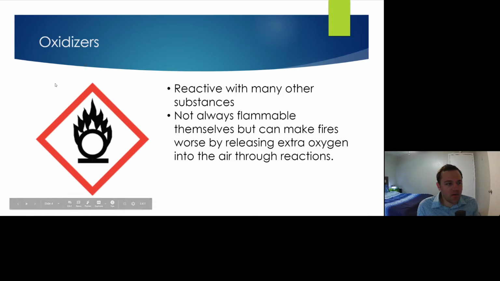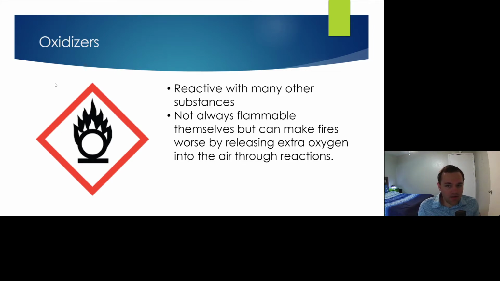So the first one we're going to talk about is a class of chemicals called oxidizers. That's the flame over the circle. And what this means is that they will oxidize other compounds. They're very reactive with a lot of other chemicals. They're not always flammable by themselves, but they can make fires worse because when they react with things, they release extra oxygen into the air, which, if you know anything about fire, one of the main things is that it needs oxygen to thrive. So if you've got a reaction going on that's pumping out extra oxygen, it's just going to make any fire you do have worse. So that's one of the dangers with these.